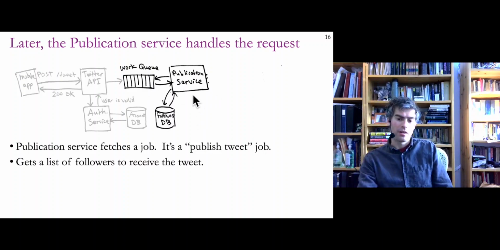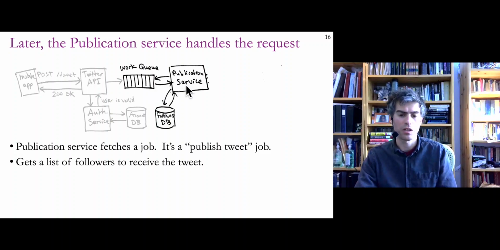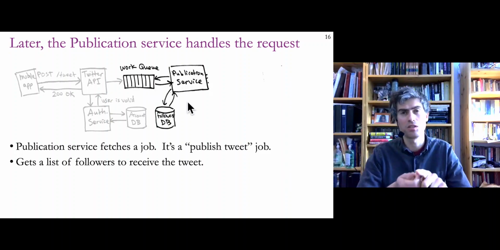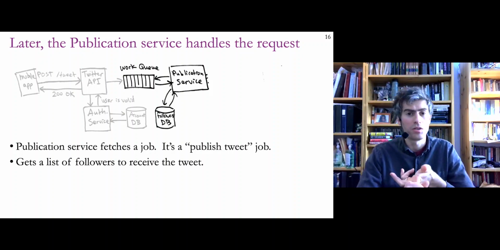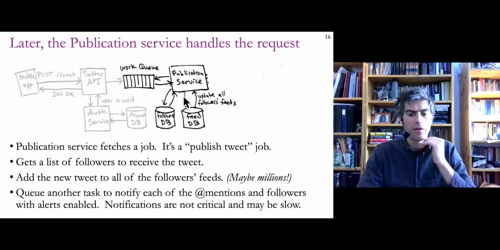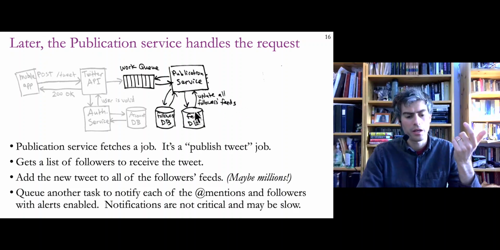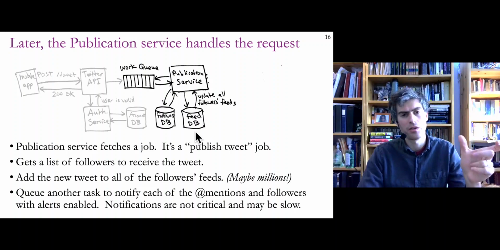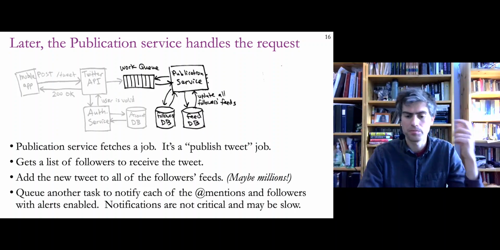To implement that, it has to check some databases. So the message that was stored here encodes all the information that's needed to get this work done. Part of that is the content of the tweet, also the identity of the user that did the tweeting, right? So this publication service is going to check to see who all the followers are of that user. And now it knows it has to update all the followers' feeds with this new tweet. So it might go through and store in all the feeds of the followers the new tweet from this user.